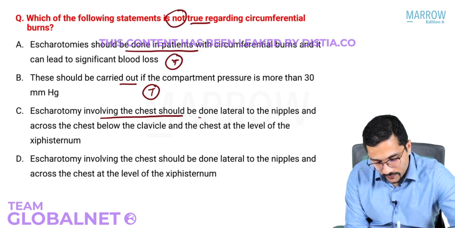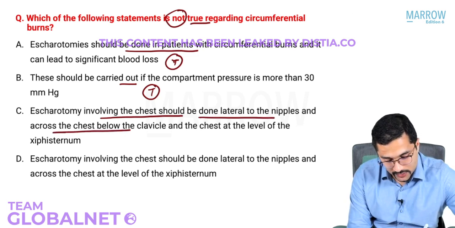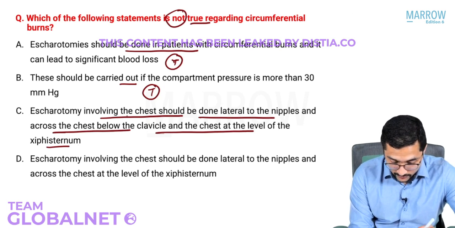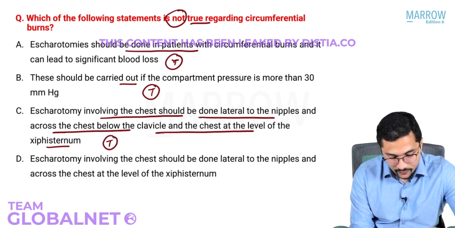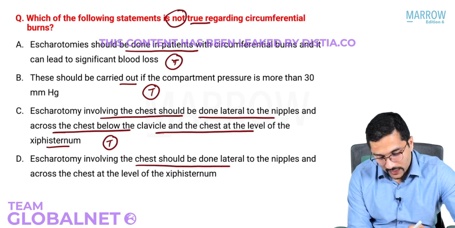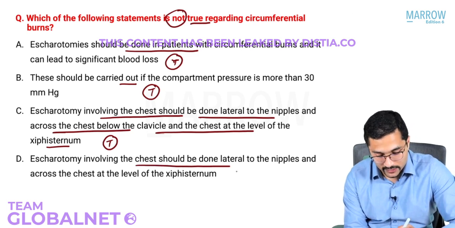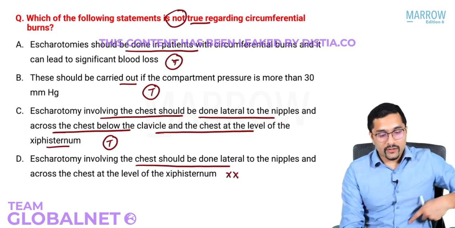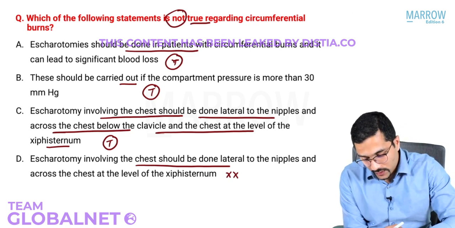Escharotomy involving the chest should be done lateral to the nipples and across the chest below the clavicle and the chest at the level of xiphisternum. This is true. Escharotomy involving the chest should be done lateral to the nipples and across the chest at the level of xiphisternum alone. No. So one across below the clavicle and one across below the xiphisternum.